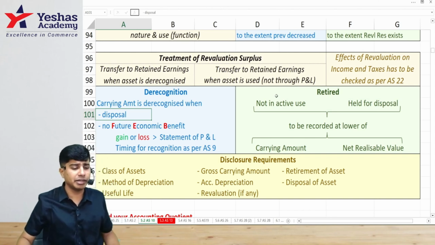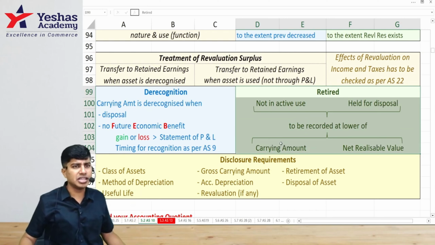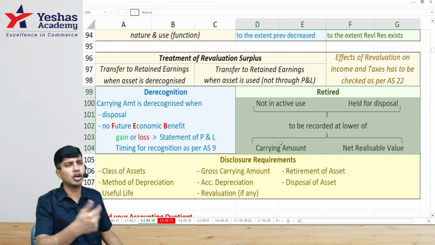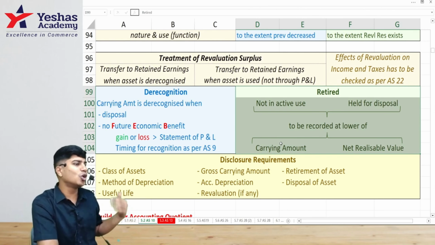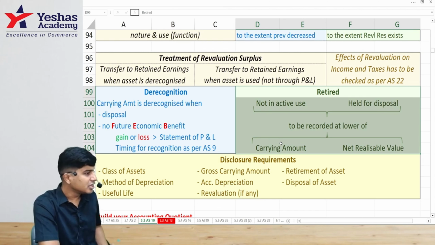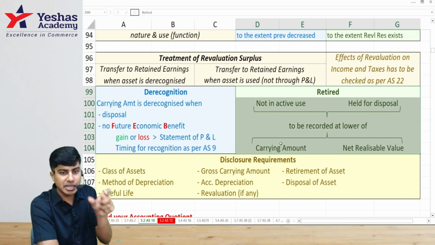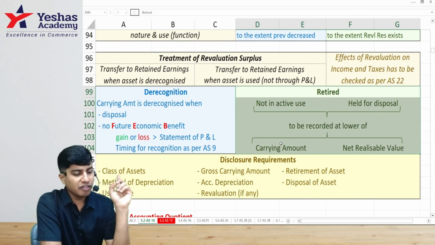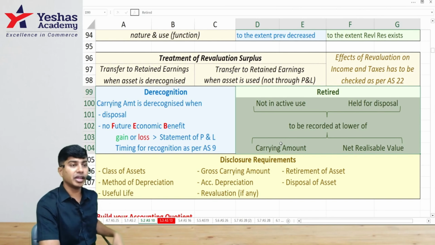Then let's talk about retirement. Retirement, like we all know in our daily life terms, is when a person has stopped working but is not yet dead. You stop working and then get ready to die very soon. That is retirement. For an asset, the asset is no longer used in production of goods. The asset is no longer used in rendering services. But the asset is not sold yet. It is kept ready for sale. That is retirement.